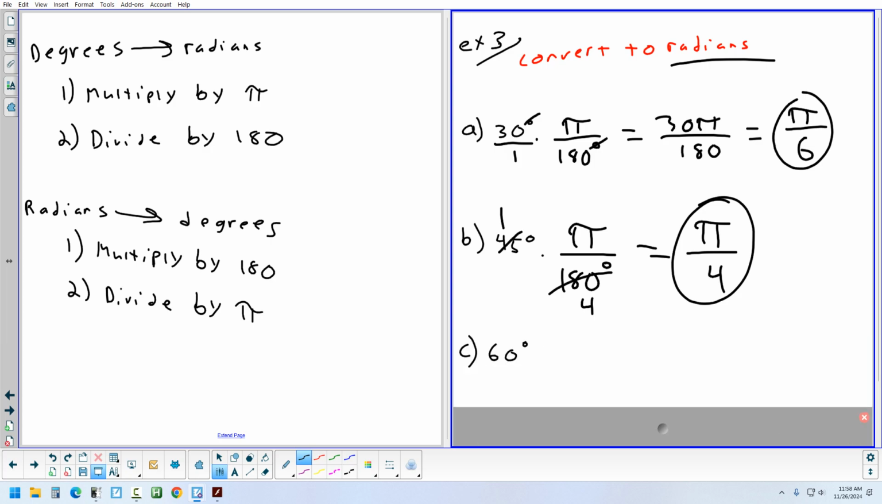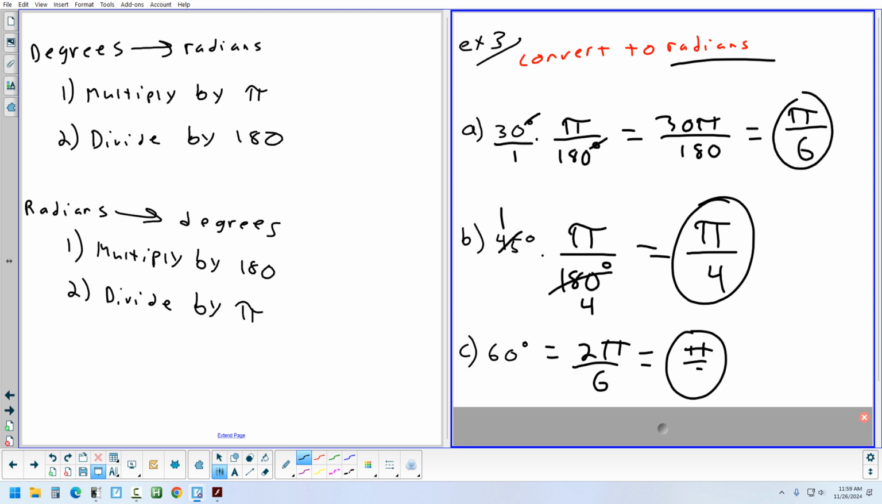Now, this one, once you start to learn some, you can kind of take a shortcut. We already know 30 is pi over 6. How does 60 compare to 30? Yep, it's double. So just double pi over 6, which would reduce to what? Yeah, pi over 3.